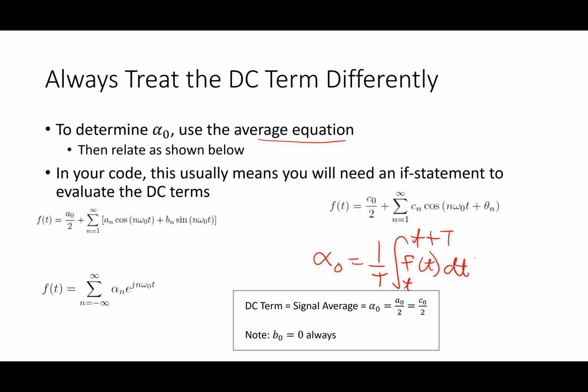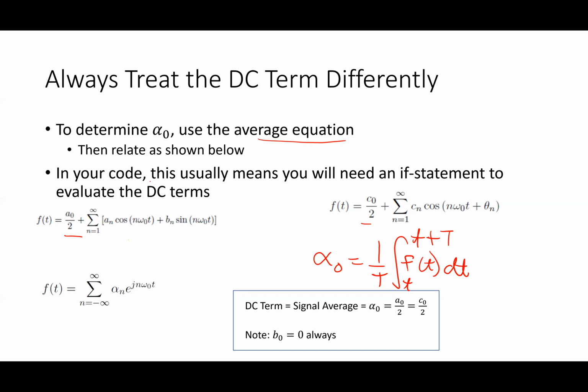Looking at this, I can relate them as shown below. A0 and C0 are always going to be twice the actual DC value, just because of the way the series are defined. Not my choice; the world defined that a long time ago. That's probably going to cause a bunch of you to lose points on the exam if you forget that point. So the DC term always gets treated differently.